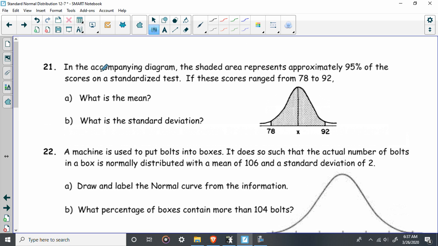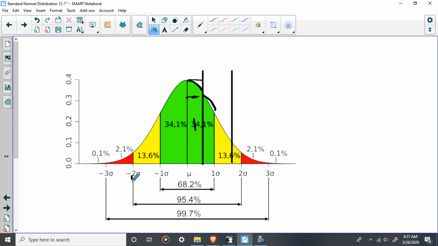Okay. So in the accompanying diagram, the shaded area represents 95% of the scores in a standardized test. 95% of the scores in a standardized test. So again, these are numbers that we should start to be a little bit familiar with.